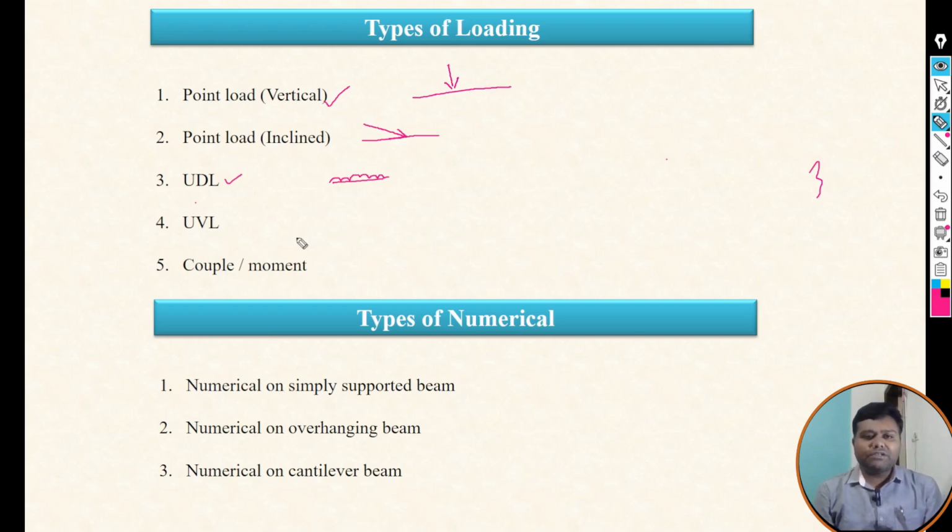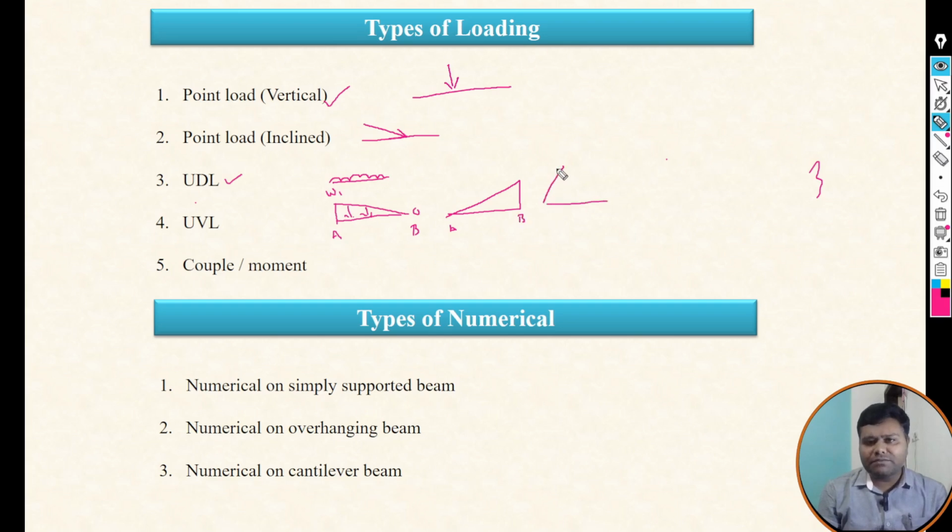The next one is UVL. UVL means uniformly varying load. Uniformly varying load means what? Suppose we have points A and B on the span of the beam, and whatever loading is acting on that beam, the intensity of that loading is not the same from point A to point B. It may be vice versa, meaning intensity at B is maximum and at A is minimum, or maybe like this. Any kind of loading whose intensity is not constant from A to B is called a uniformly varying load. So we have to calculate the shear force and bending moment for that load case also.